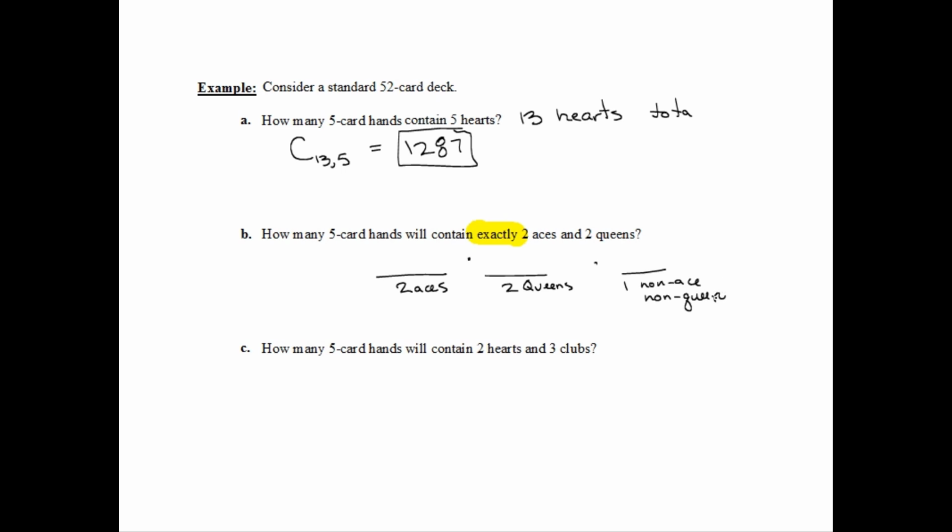So now we need to determine how many ways there are to choose 2 aces. Well, how many aces are there in the card deck? 4. How many are we choosing? 2. Is it considered the same outcome if they're in a different order? Yes. So we use a combination 4, 2. How many ways are there to choose 2 queens? Once again, we've got a combination. There are 4 queens in the card deck, and we are choosing 2 of them to be in our hand.